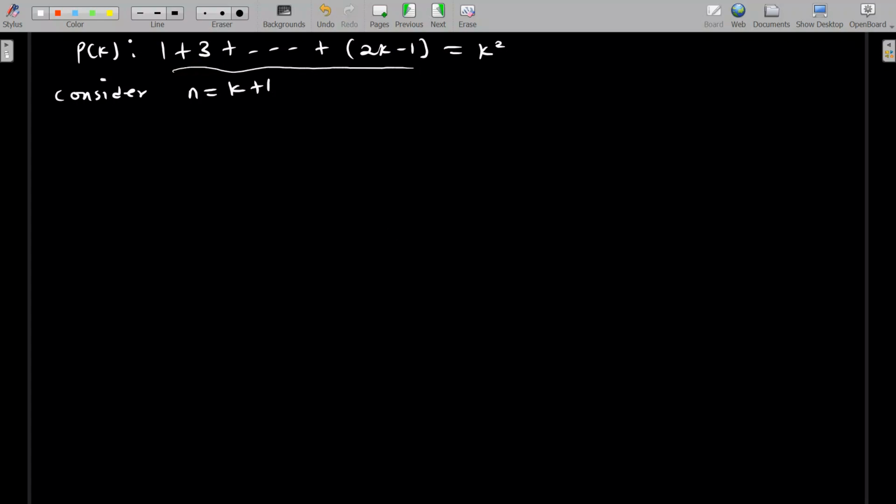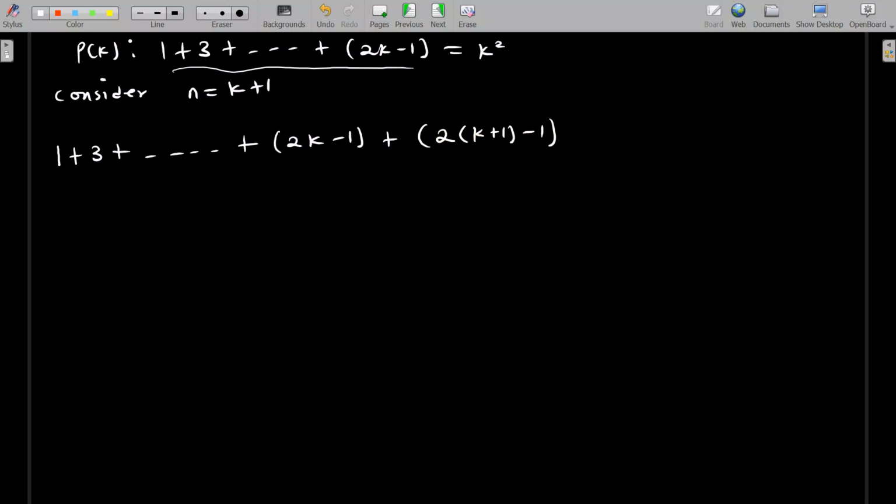We have that P of k is such that 1 plus 3 plus ... plus 2k minus 1 is equal to k squared. So that is our inductive step. Now let's consider n equals k plus 1, right? What can you say about the left side here? When n equals k plus 1, you're going to have 1 plus 3 plus all the way to 2k, then plus 2 into k plus 1 minus 1, right? That's what you get for the left side.